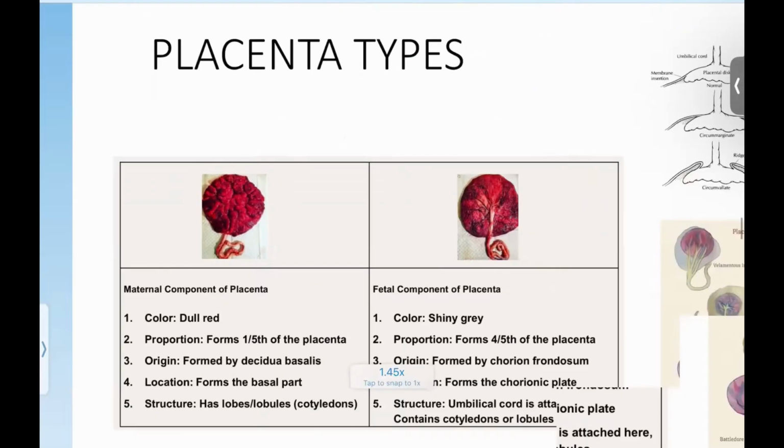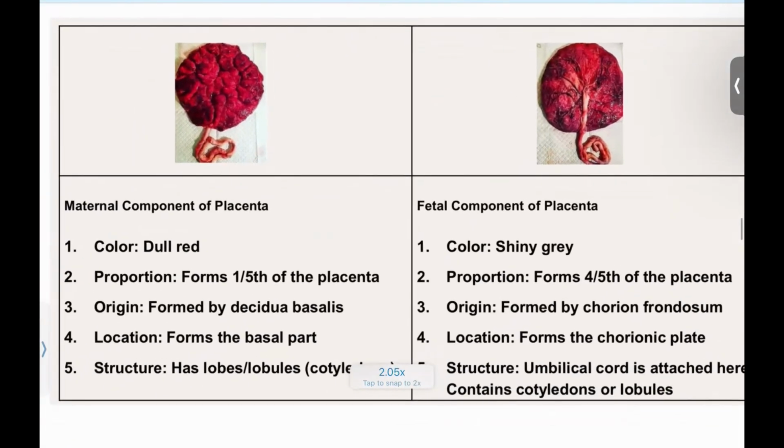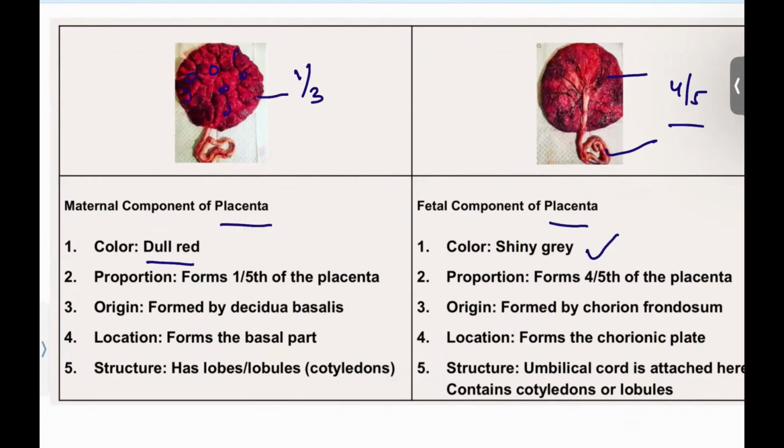Next, placenta types. You have to identify which is the fetal and which is the maternal side if it is given. On the fetal side, you will see a grayish color, and on the maternal side, you will see a dull red color. This is just 1/3 only, and this is almost 4/5, right? The fetal side contains the umbilical cord, and only the cotyledons are present on the maternal side. What is this known as? Maternal decidua basalis. On the fetal side, it is known as the chorion frondosum. These 2 points and terms are also important.